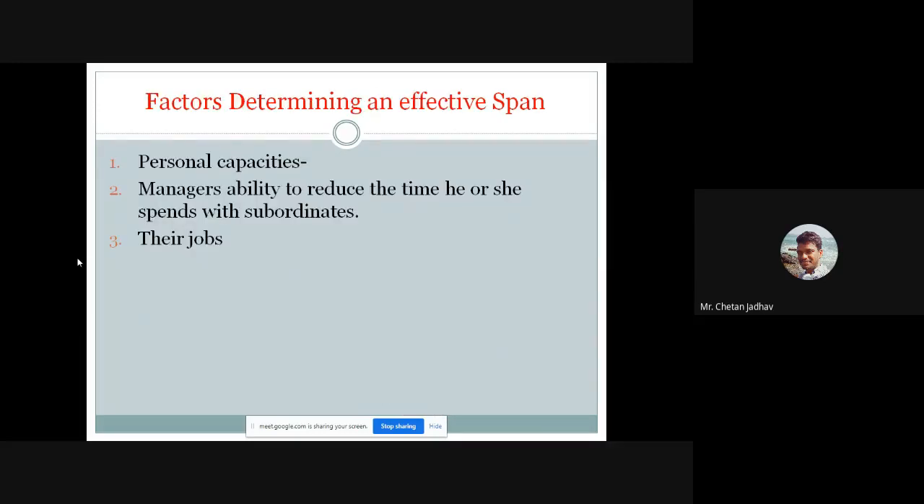Then we discussed which factors are important for making the output an effective process. There are the personal capacities of each employee, manager, and top level manager. Then the manager should have the ability to reduce their time with subordinates and superiors in their jobs. They should know their jobs: how to do, when to do, and where to do.